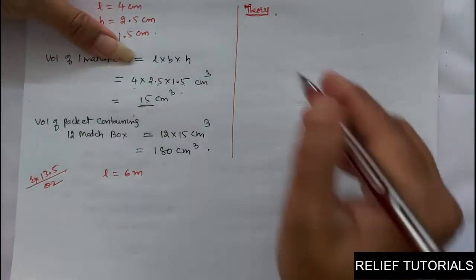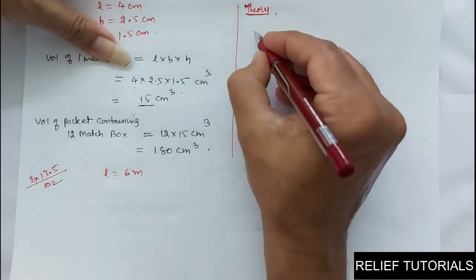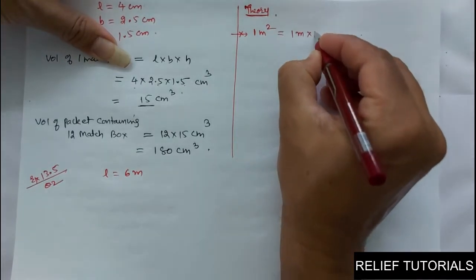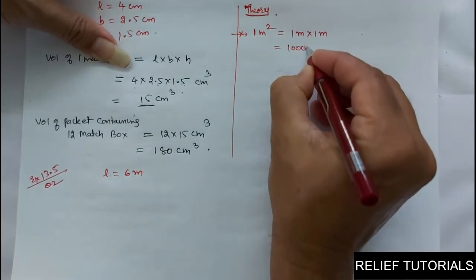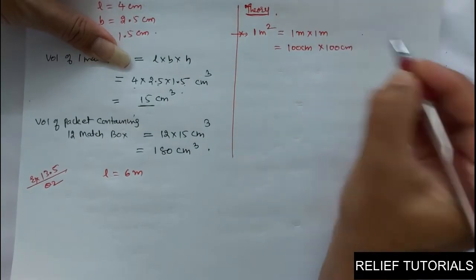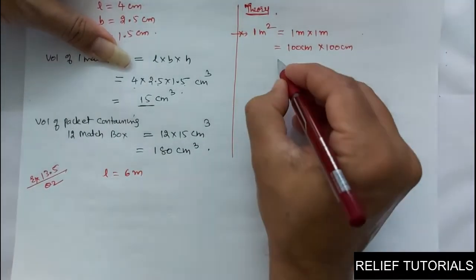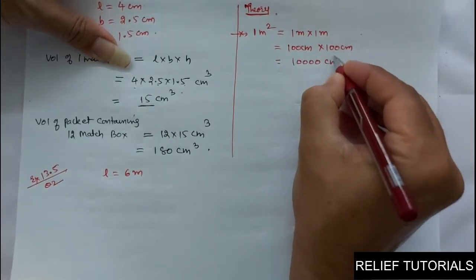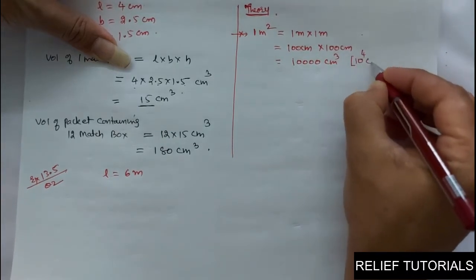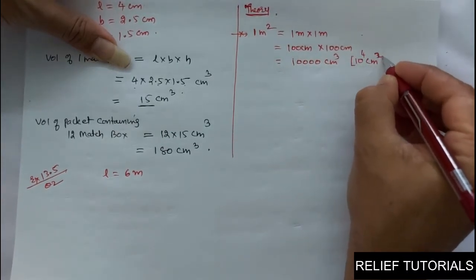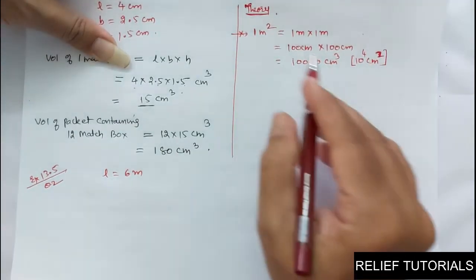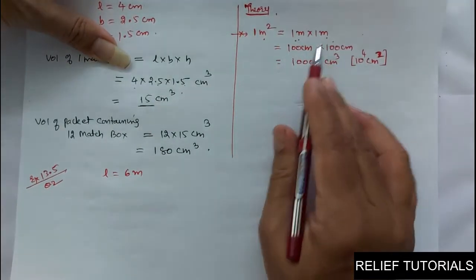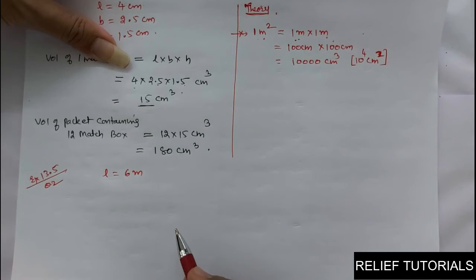So we have discussed, 1 meter square is equal to how many centimeters square? That I will write. See, 1 meter square is equal to 1 meter into 1 meter. So that is equal to 100 centimeter into 100 centimeter. So that is equal to 10 raised to 4 centimeter square. You remember it this way: 1 meter square is equal to 1 meter into 1 meter, 100 into 100. So 10 raised to 4 centimeter square.